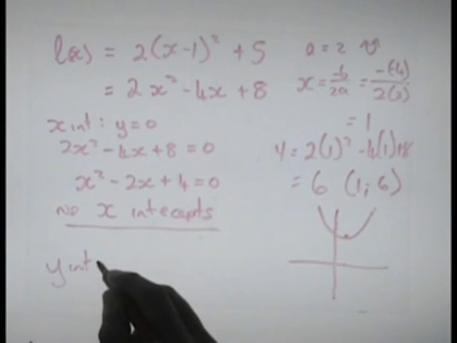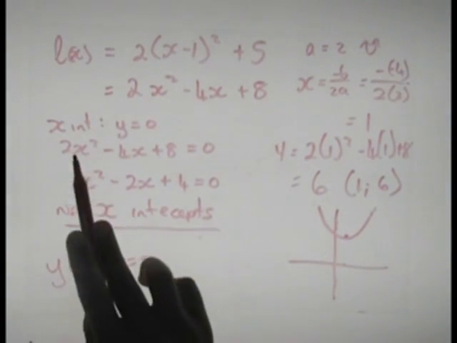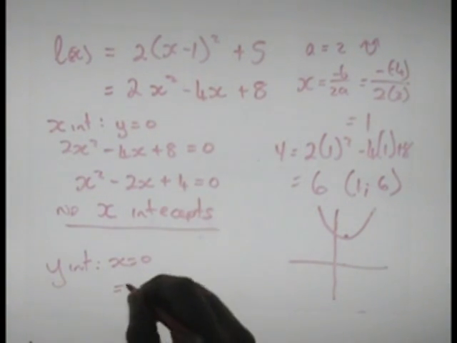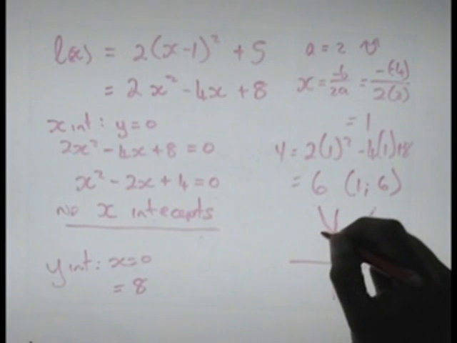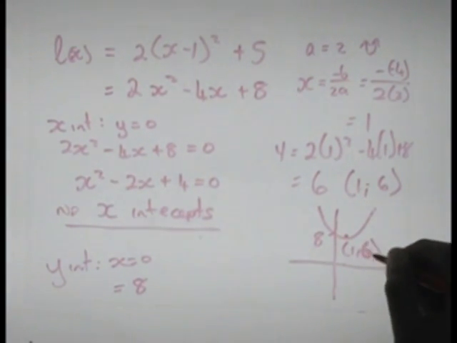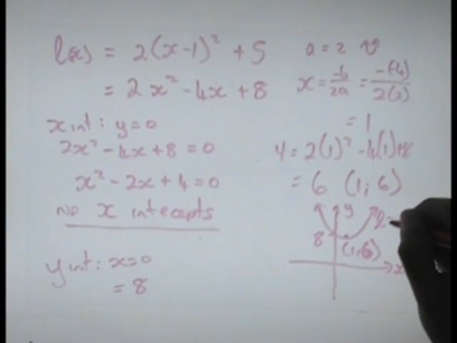Y-intercept happens when x is equal to 0. In this case, that's going to be 0, 0, minus 0 is 0, plus 8, which means that my y-intercept is 8. So I can just sketch this in because all I have is my turning point and my y-intercept. That's my x-axis, that's my y-axis, and this is the graph L of x.